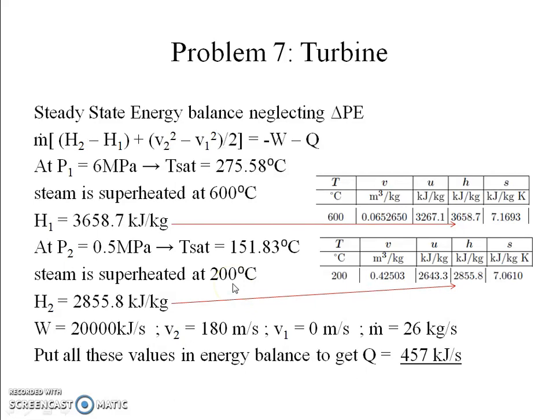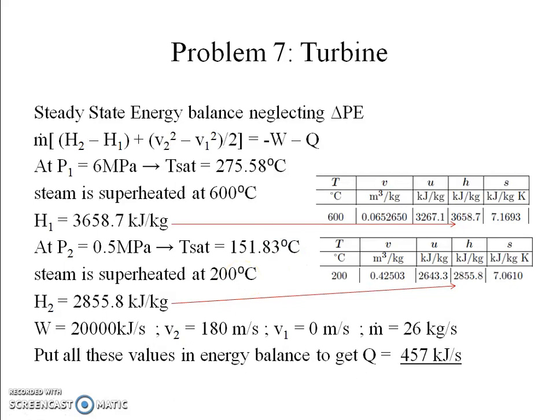But what is happening? Your steam which is coming out of the turbine is at 200 degrees centigrade. So again you find that your steam is superheated at the exit also. What is the degree of superheat? It is 200 minus 151.83. So you find out what is the degree of superheat of the outcoming steam.